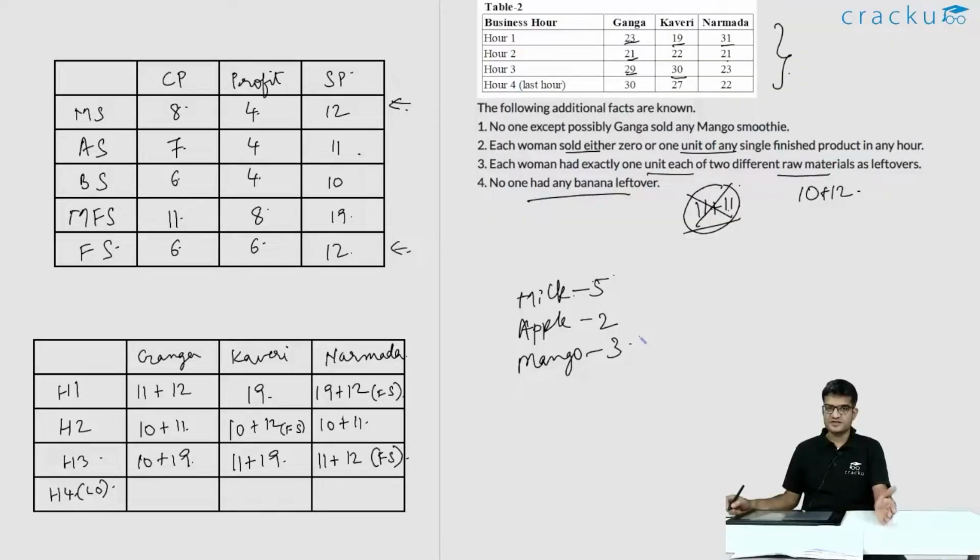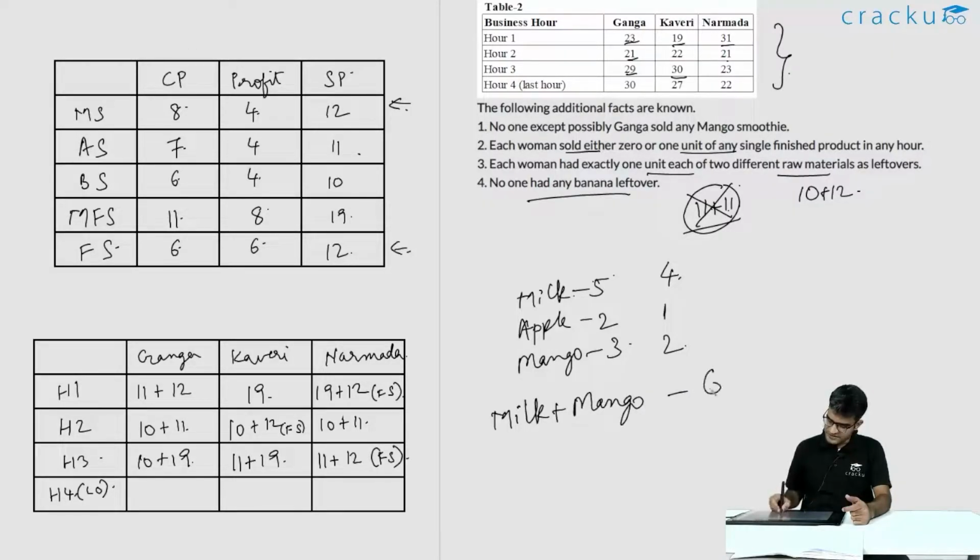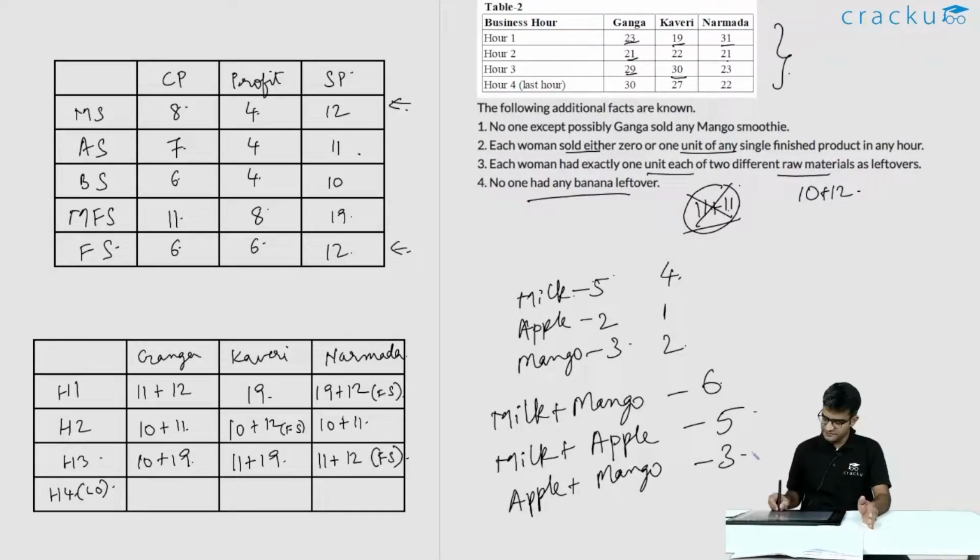So the selling price, because they were all sold 1 rupee less than their actual cost price, in the last 1 hour, milk was sold for 4 rupees, mango was sold for 2 rupees and apple was sold for 1 rupee. So the mixture of milk plus mango was sold for 6 rupees. The mixture of milk plus apple was sold for 4 plus 1, that is 5 rupees. And the mixture of apple plus mango was sold for 1 plus 2, which is equal to 3 rupees.